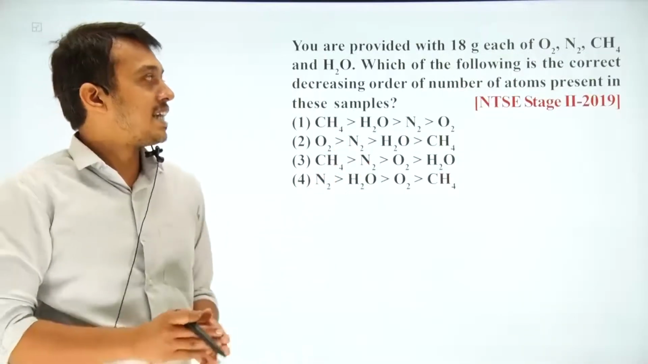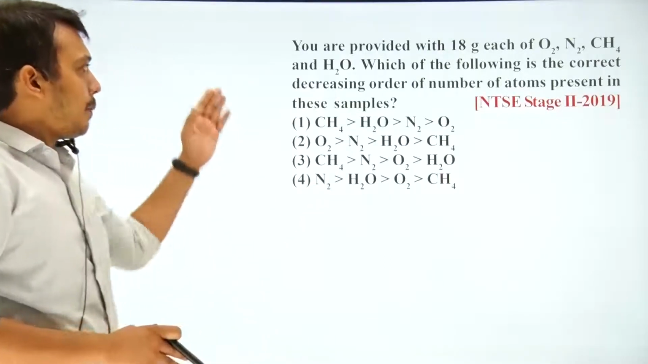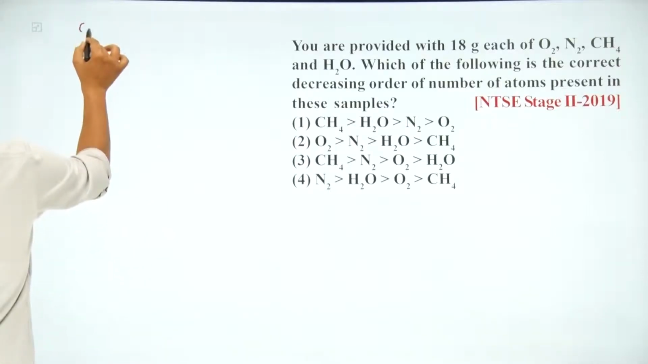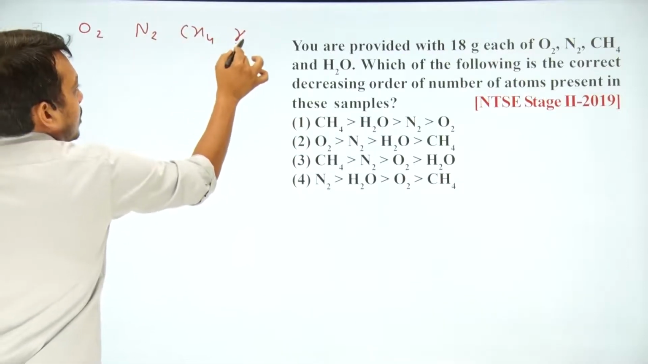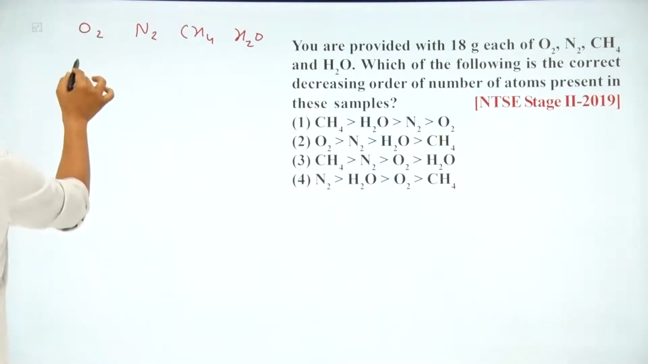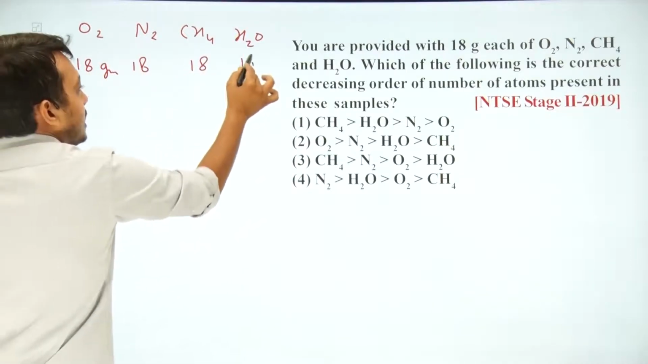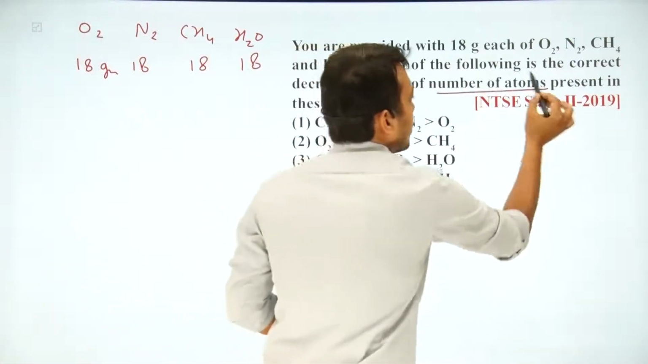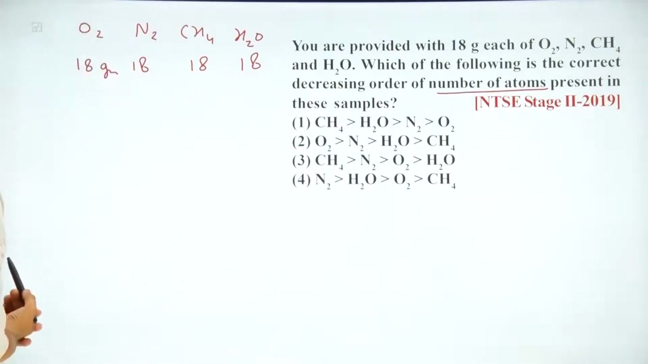This question is from NTSE second stage 2019. Basically you have 4 compounds, that is oxygen, nitrogen, methane and water. All the 4 substances have same amount, that is 18 gram of each. What we have to calculate is the decreasing order of number of atoms present in these samples. So let's start.